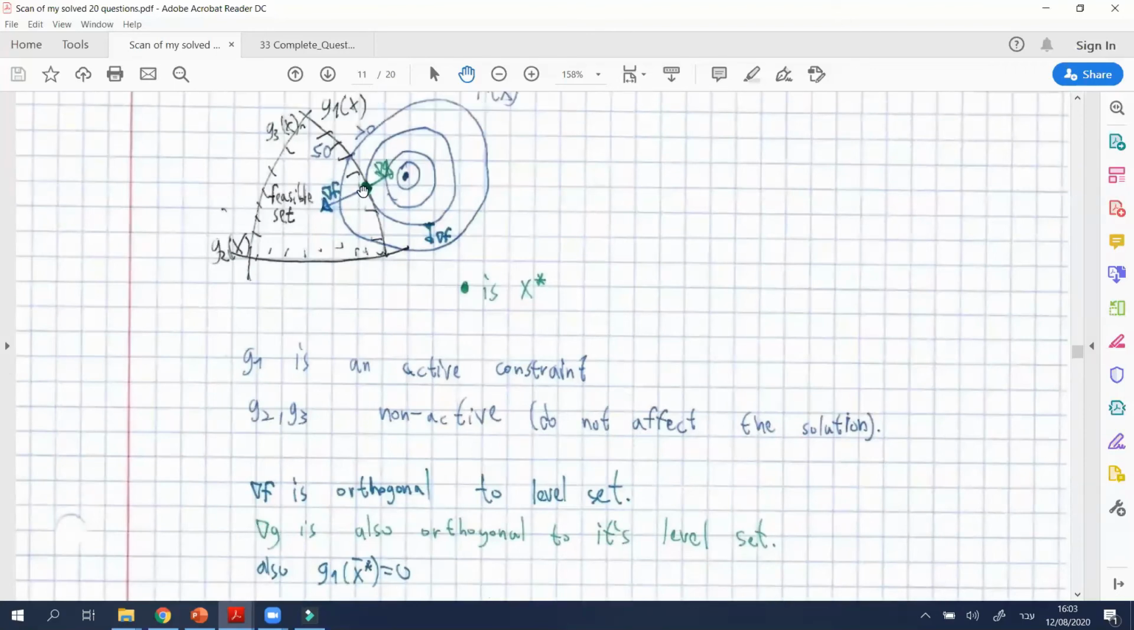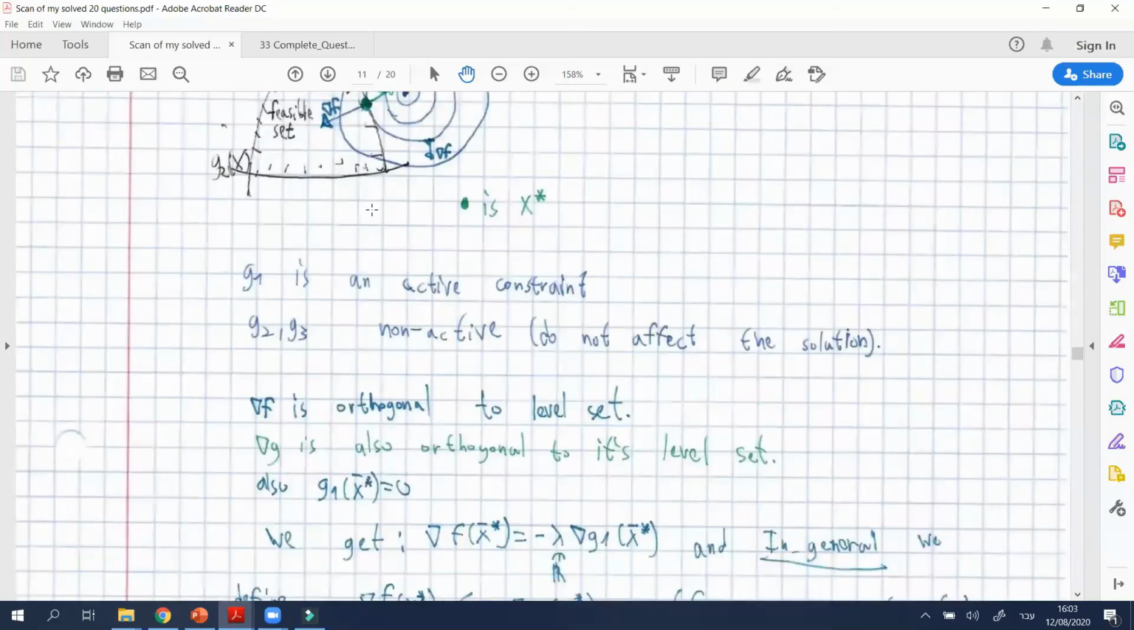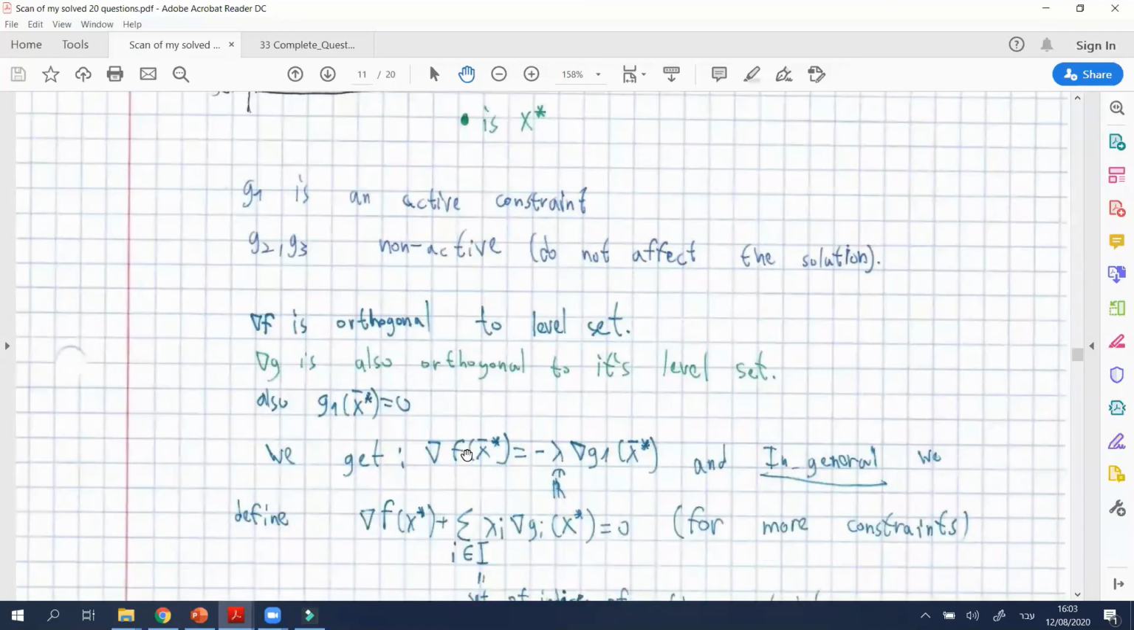And at this point, we know that G1 at this optimal point is 0. It has to be 0 because we defined it this way. So put that in mind. And we get that the gradient of f at x is equal to minus lambda, for some lambda from the real numbers, times the gradient of G1 at the same point. And just pay attention that this is a minus because we said they're collinear but in opposite directions.